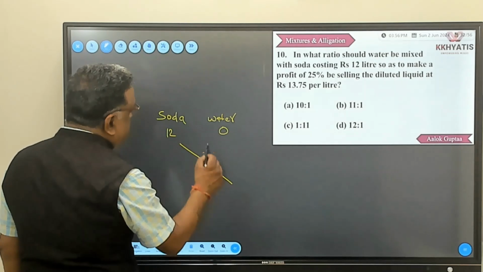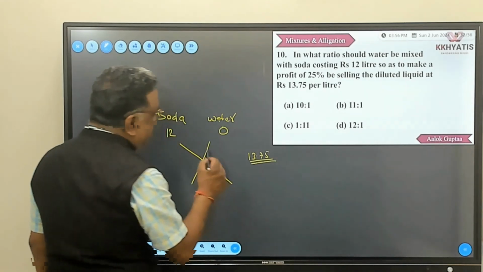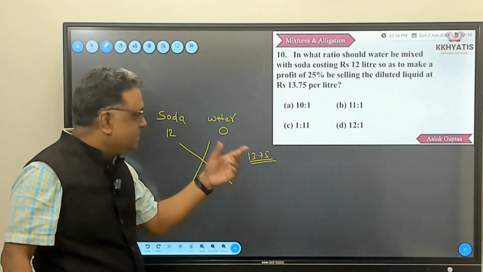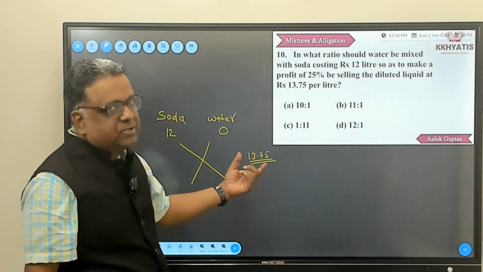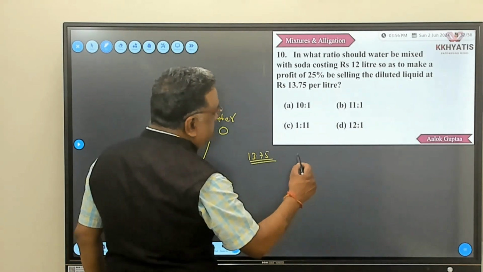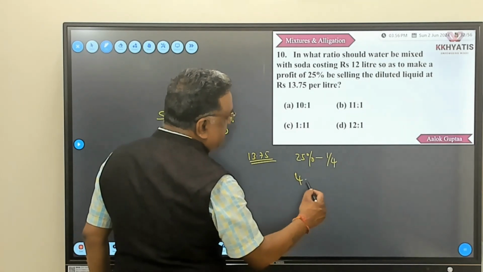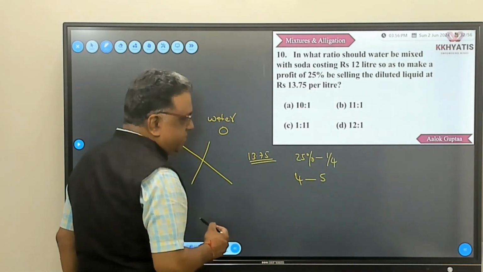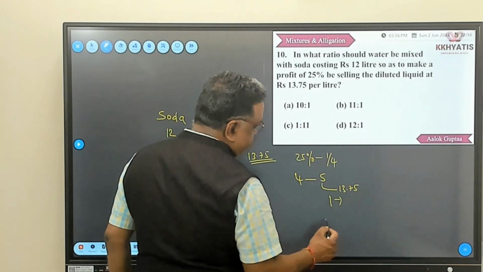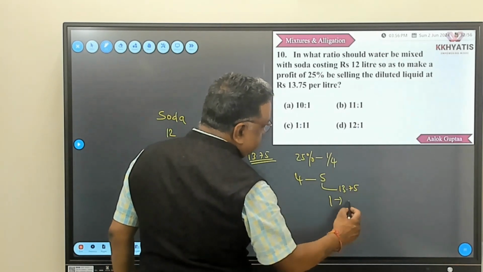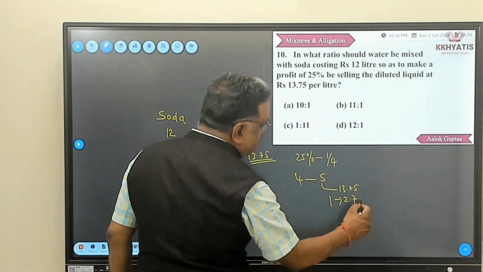The mixture, I have sold it at 13.75. So I cannot take 13.75 as the value here because that's the selling price and these are costs. So I have to find out the cost of this. By selling it at 13.75, how much profit did they make? 25%. 25% means 1 upon 4, which means if the cost is 4, they have gained 1 on it, which means they have sold it at 5. The value of 5 is 13.75. So value of 1 would be 2.75.